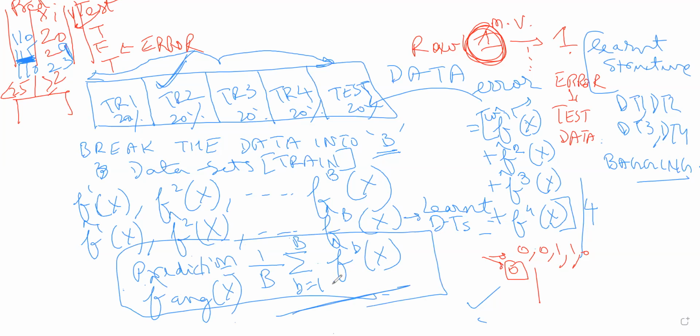This small b goes from 1 to B. That means f1(x) plus f2(x) plus f3(x) all the way to fB(x), divided by B. That's it. It's an average of all the decision trees. This is exactly what we did here. Did you follow this? Is bagging clear to you?